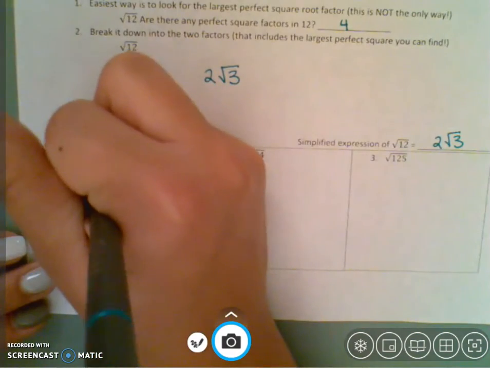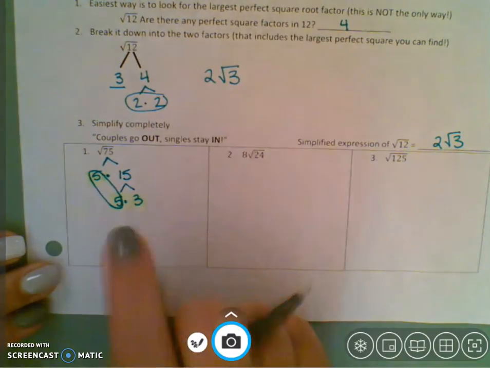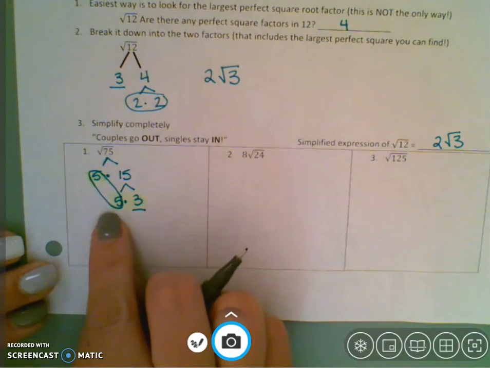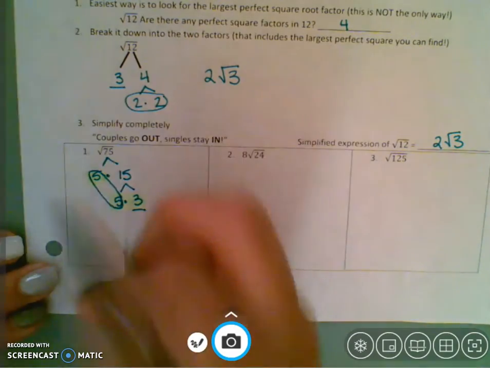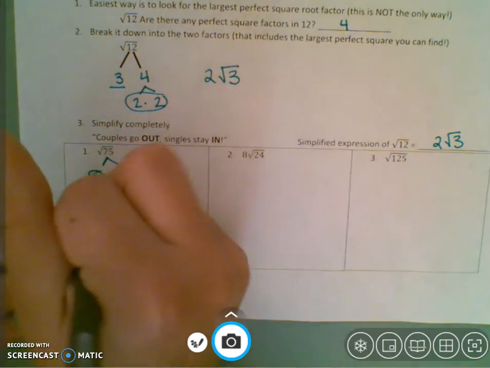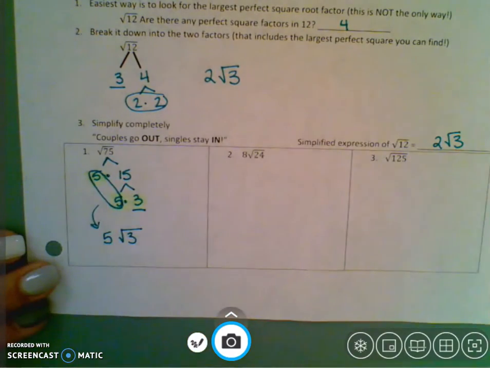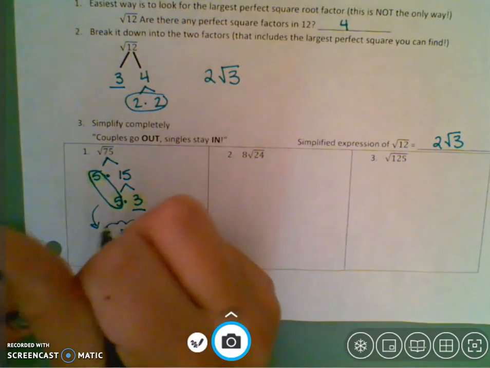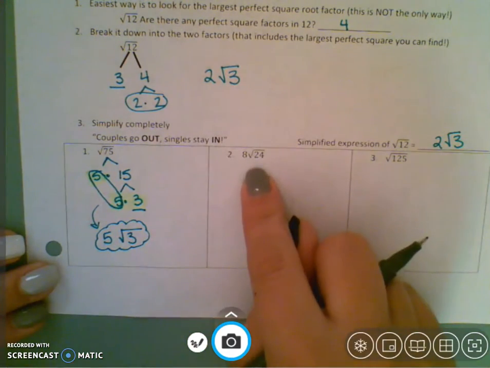So here we have a pair of 5s, and then we have a single 3. The pairs are going to go out, and the single stays under the house, stays under the radical. So the radical is going to have a 3 on the inside, and this pair of 5s goes out as one 5. So 5 square root of 3 is the square root of 75. Okay, now let's try the next one.